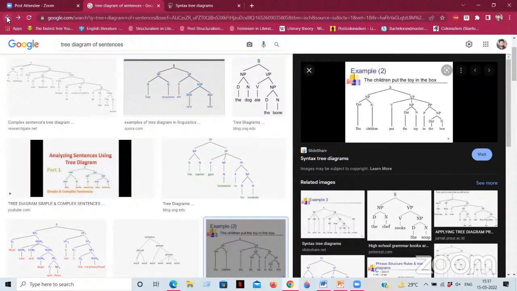So here the is again a determiner and toy is again a noun. So it makes a noun phrase again. Then we have in the box. Now in is a preposition, and the box is again a noun phrase, because the is a determiner and box is a noun. So again noun phrase and preposition make a prepositional phrase, and again here the noun phrase is within that verb phrase. So all these things make this verb phrase together. So this is what we have to make.